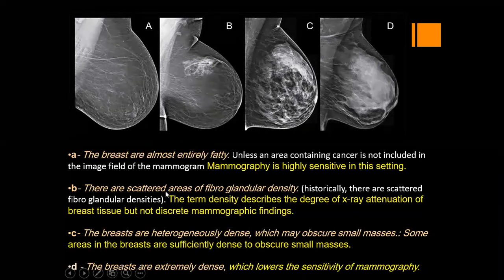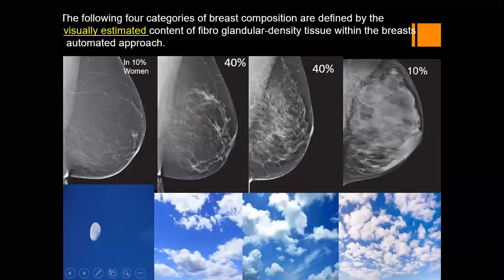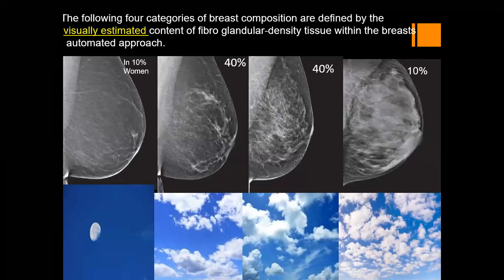The B, previously or historically, was scattered fibroglandular densities, but is currently described as scattered areas of fibroglandular density. The density reflects the attenuation of the X-ray. And this is, as before, heterogeneously dense, and this is extremely dense, which has the least sensitivity. And usually, this is subjective, you see, assessed by visual estimation of the radiologist. Though currently they have some automated approaches, mainly we are using this composition based on visual estimation of the radiologist, and it depends on the experience of the radiologist.